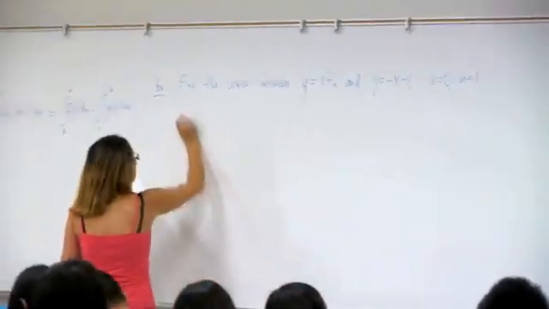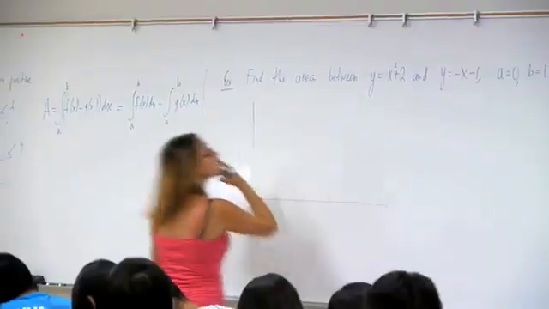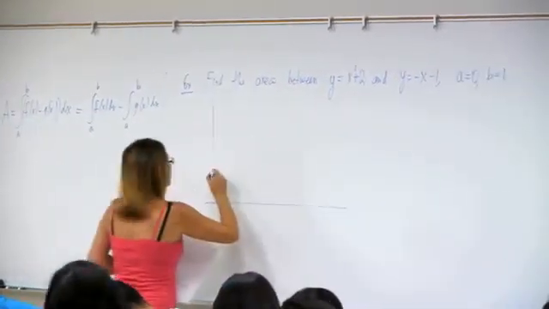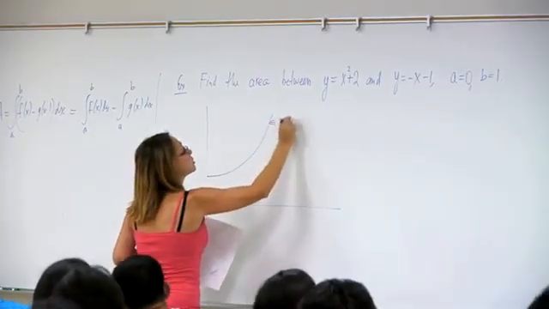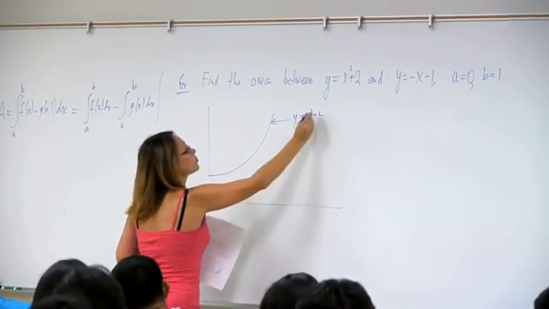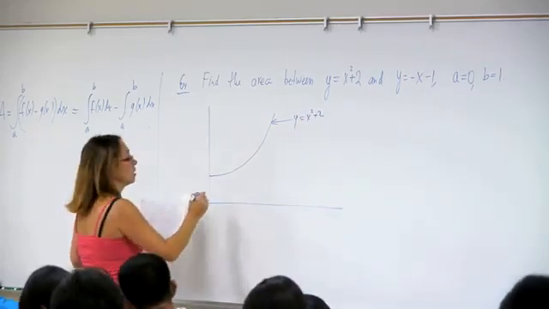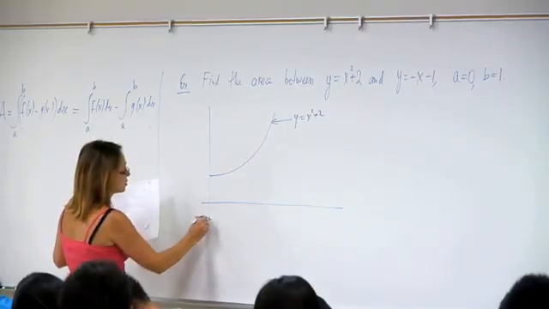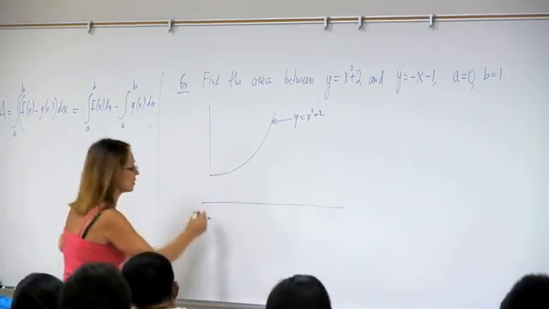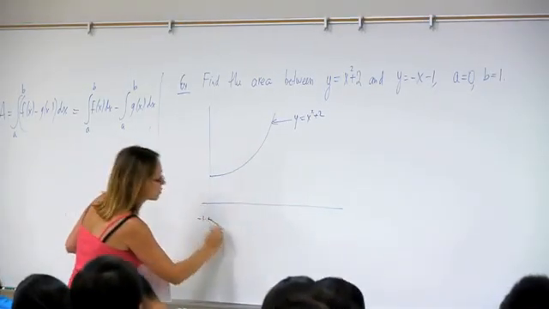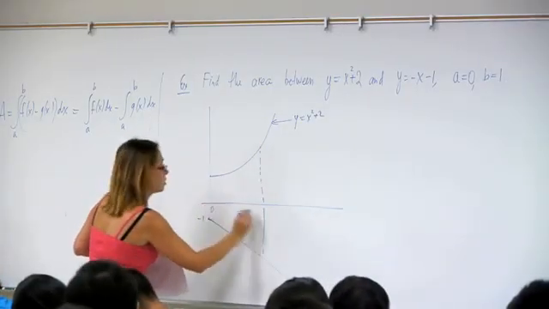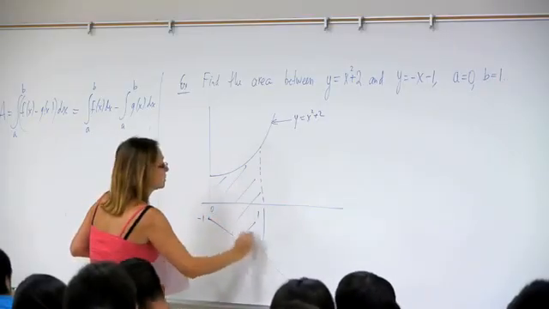Okay, so let's draw it to have a visual representation. The first curve is a parabola, x squared plus 2. So it's a parabola that goes like this. So this is y equals x squared plus 2. And the second one is minus x minus 1. So it's a straight line. It's negative everywhere. It has a negative slope, and it starts at minus 1. So like this. And I go from 0 to 1. So it's this. This is the region whose area I'm calculating.